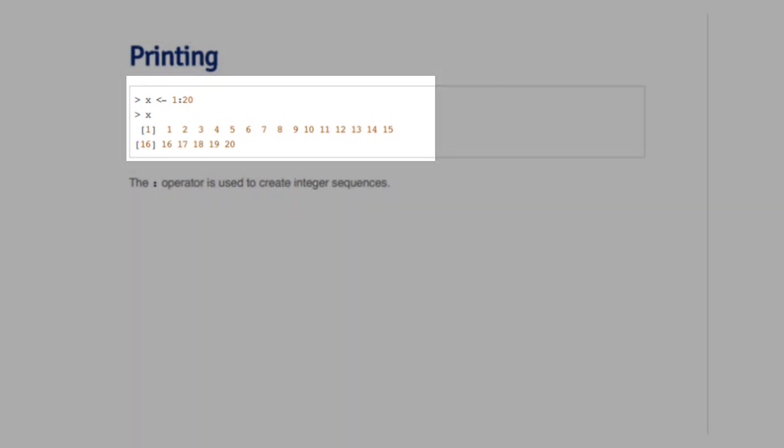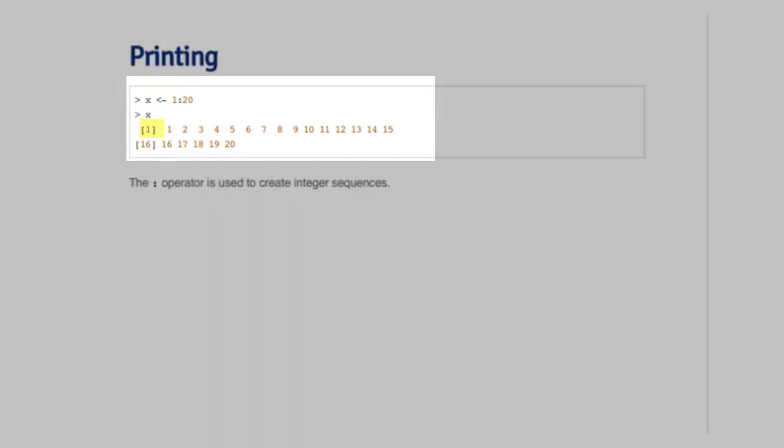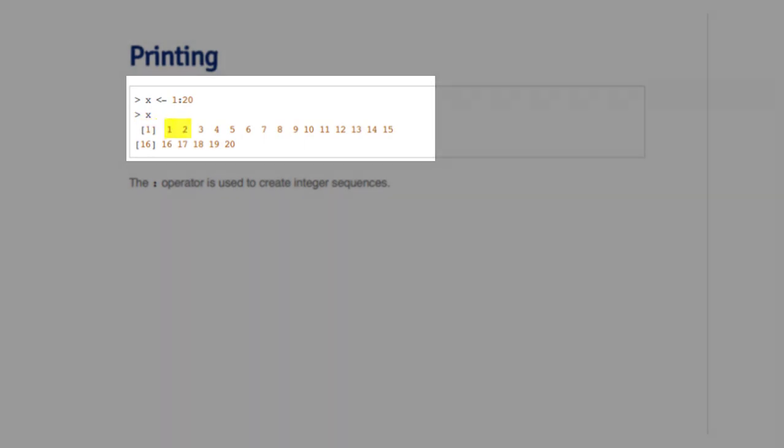In this case it's an integer vector, and you will see that the first line of the printout has 1 in brackets next to it because that's the first element, and then the second line has a 16 in brackets because the first element of that line is the 16th element of this vector. So it's all kind of straightforward, but that's how the printout works.